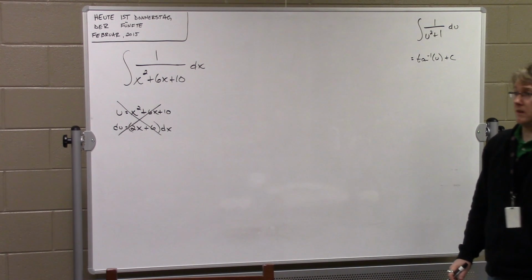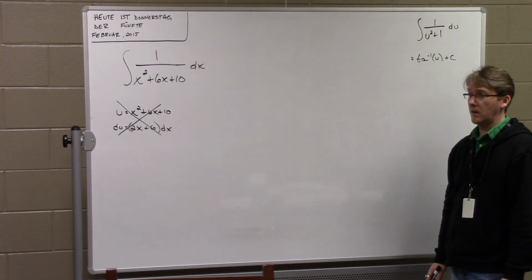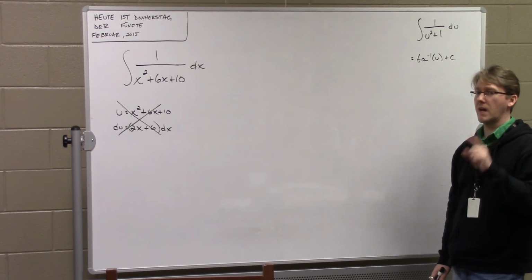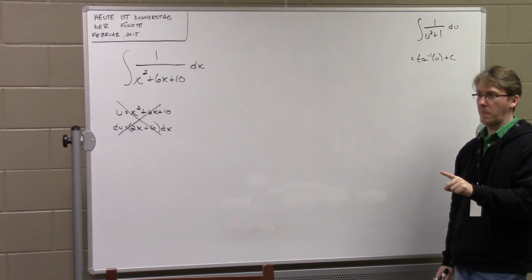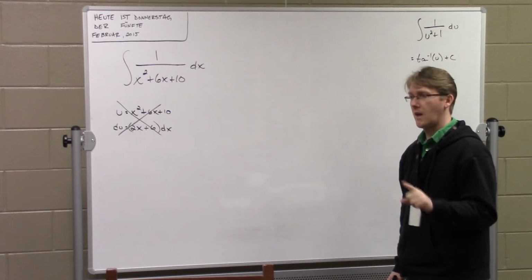Which means we need a factor somehow to get the 6x plus 10 to turn into a 1. Not the 6x plus 10, I like the way you're thinking, but we just need to create a plus 1. That's easy.